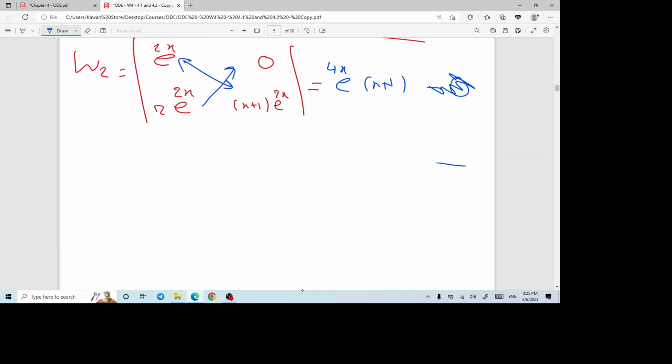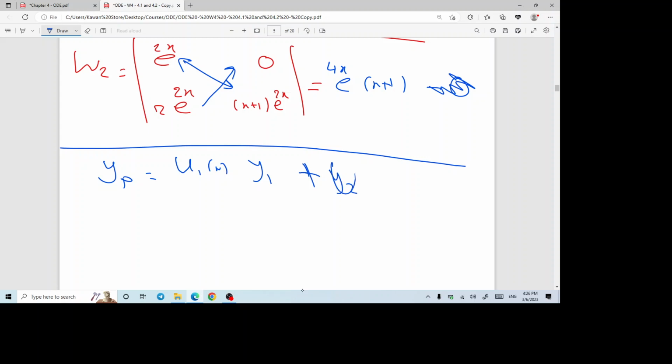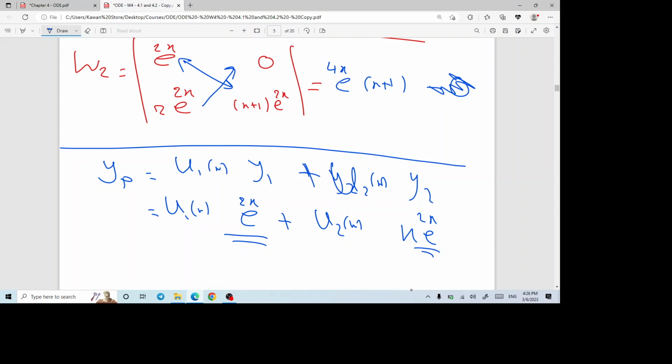Good. So now it's time to find yp. Yp is u1 y1 plus u2 y2. What's u? I don't know right now. What's y1? It was e to the power 2x. What was u2? I don't know. y2 is x e to the power 2x. Where did I bring this from? From the auxiliary solution, yc.